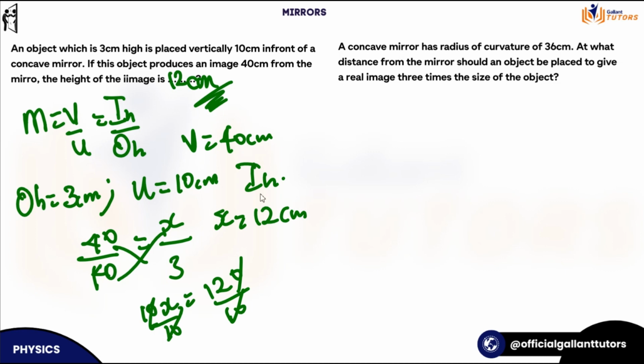A concave mirror has a radius of curvature. So r is equal to what? 36 centimeter, meaning that f is equal to what? 18 centimeter. This should not be rocket science. You should know it by now. Okay. At what distance from the mirror should an object be placed to give a real image?